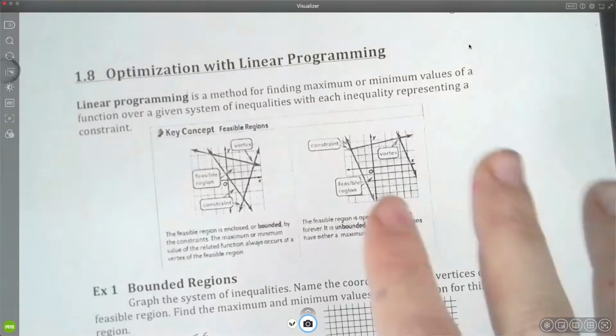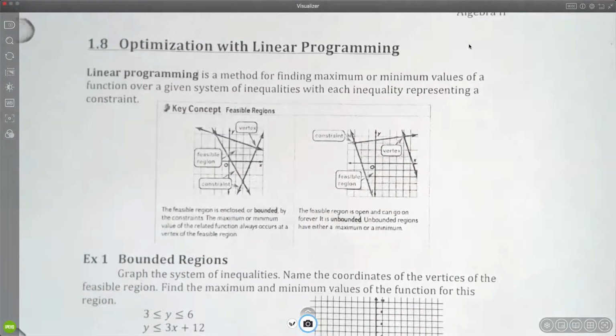All right, section 1.8. I usually exclude this section, but you guys can handle it. I'm excited about this. Linear programming. We're going to start talking about how you deal with things like cost and profit, revenue and cost, where those things intersect each other, and we're trying to find out what will maximize profits, okay?